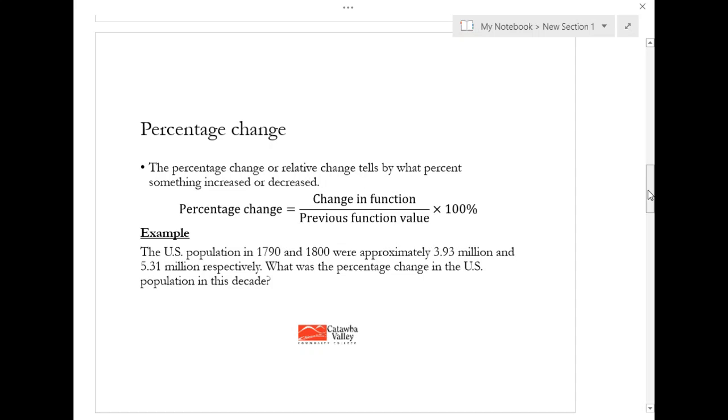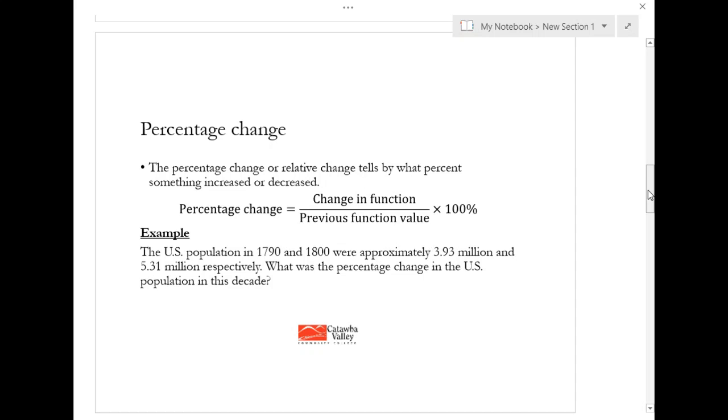But what if you're given the two values and you want to figure out, well, by what percent did they change? So let's look at this U.S. Census data. The U.S. population in 1790 and 1800 were approximately 3.9 million and 5.31 million respectively. So what was the percentage change in the U.S. population over this decade?